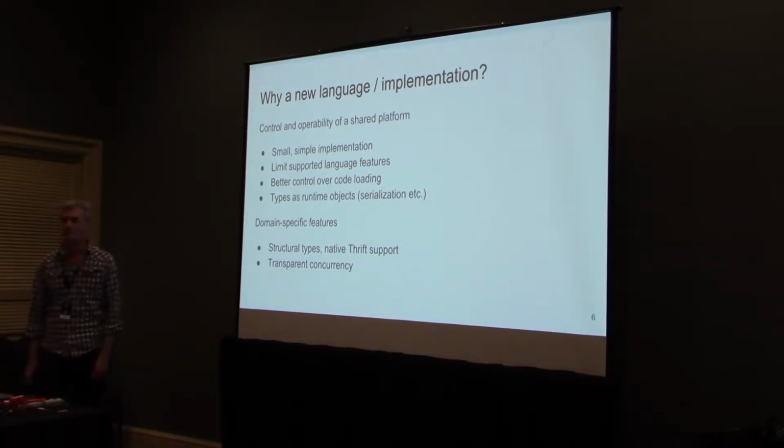Another domain-specific feature we want here is transparent concurrency. If people are familiar with Haxl, Simon Marlow's thing a few years ago, we want to be able to express computations that talk to a bunch of different services, aggregate results, without having to worry too much about all the details of blocking and asynchronous.